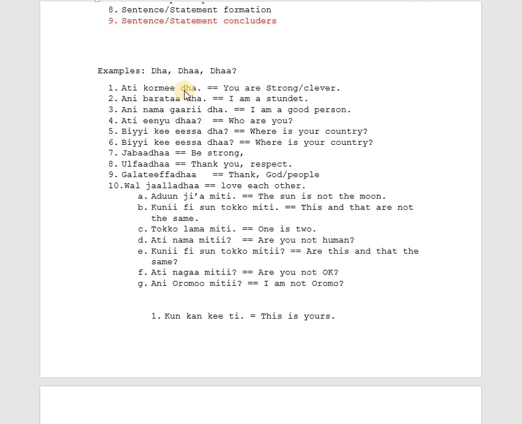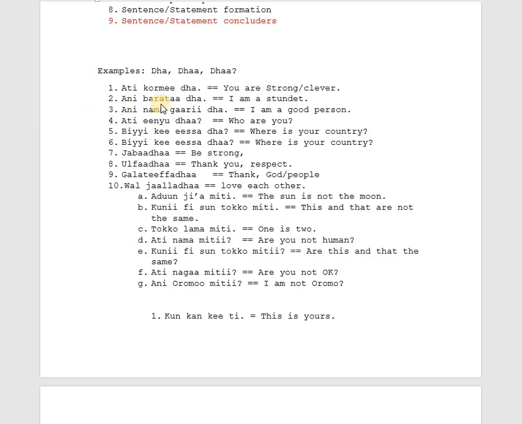It is just like "are" or "is". It can't be defined exactly like that, but it bears that meaning of is or are or am. Ati kormeedha: you are clever, you are strong.